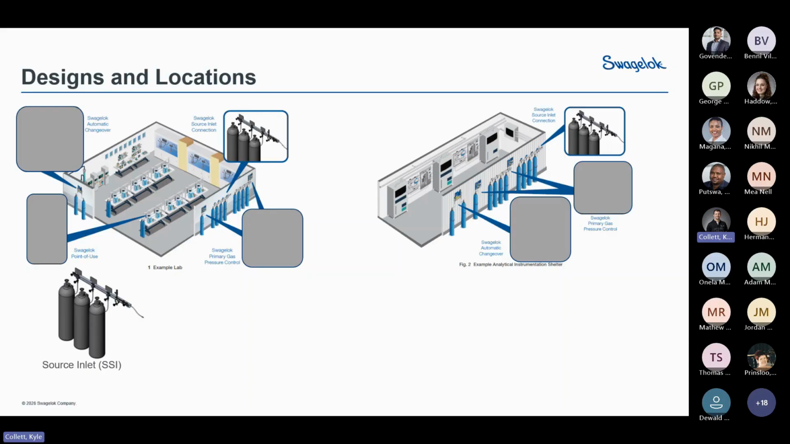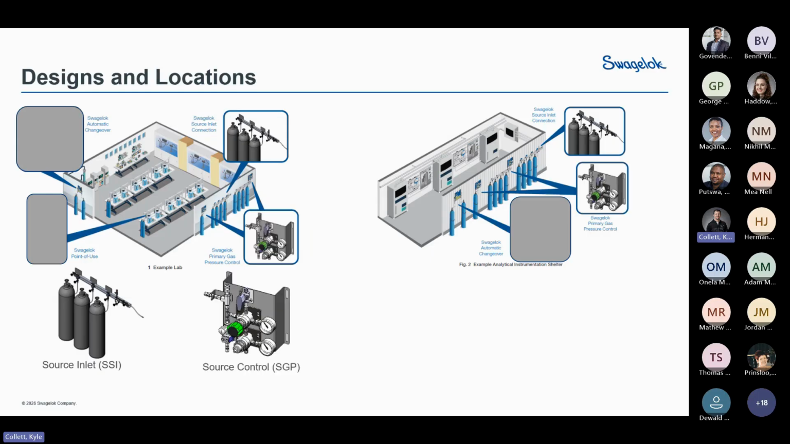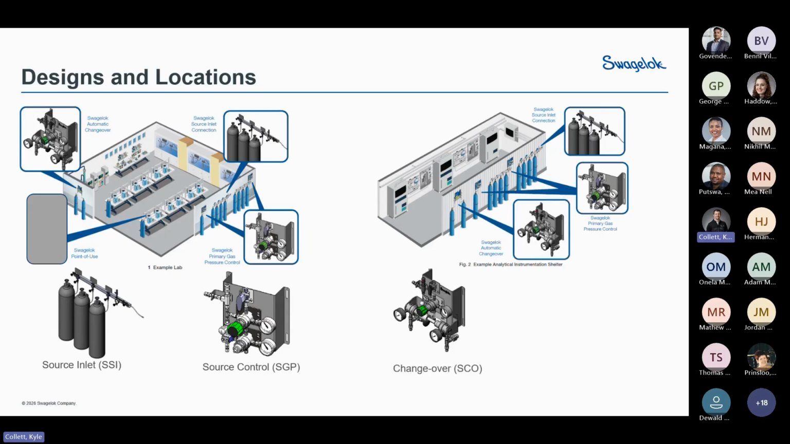So we start with the supply system that is found at the start of the gas distribution system. These systems are typically responsible for the storage and the supply of the gases needed downstream. Following the supply system is either going to be some form of control or changeover panel. These panels are typically responsible for reducing the pressure from the supply system to a more manageable and suitable pressure downstream for the application.